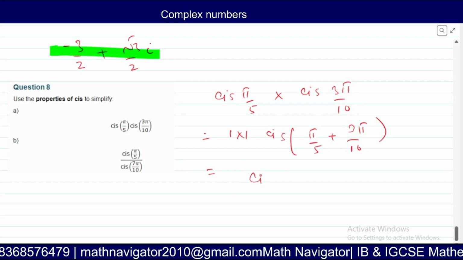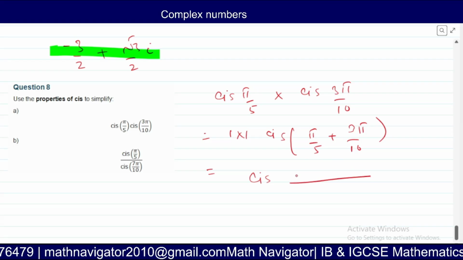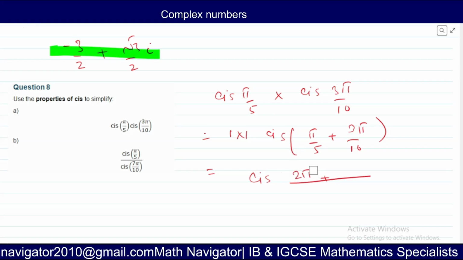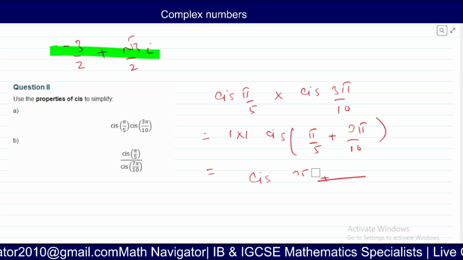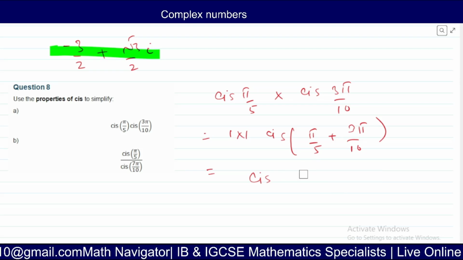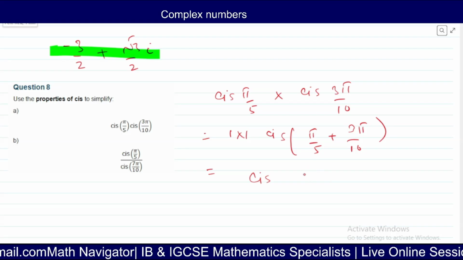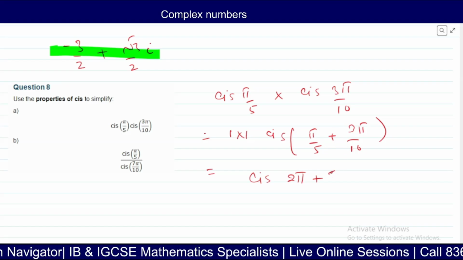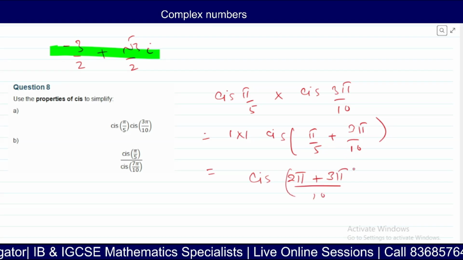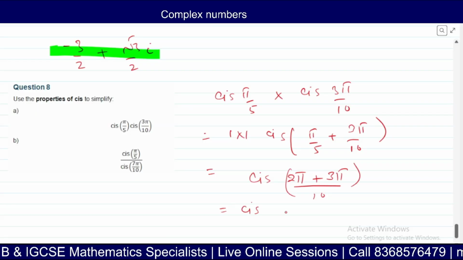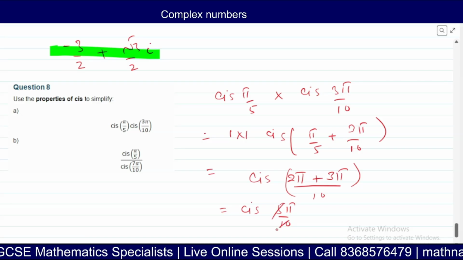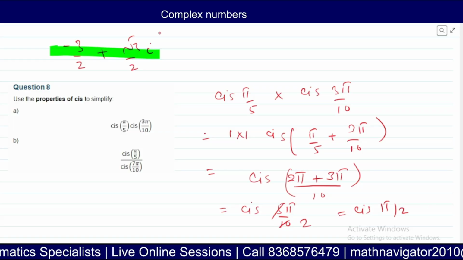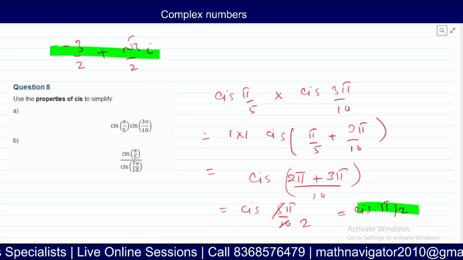So this will give me cis of 2 pi plus 3 pi by 10, which will give me cis of 5 pi by 10, which will give me pi by 2. So my answer is cis pi by 2. Clear? Right. Let's move to the next one.